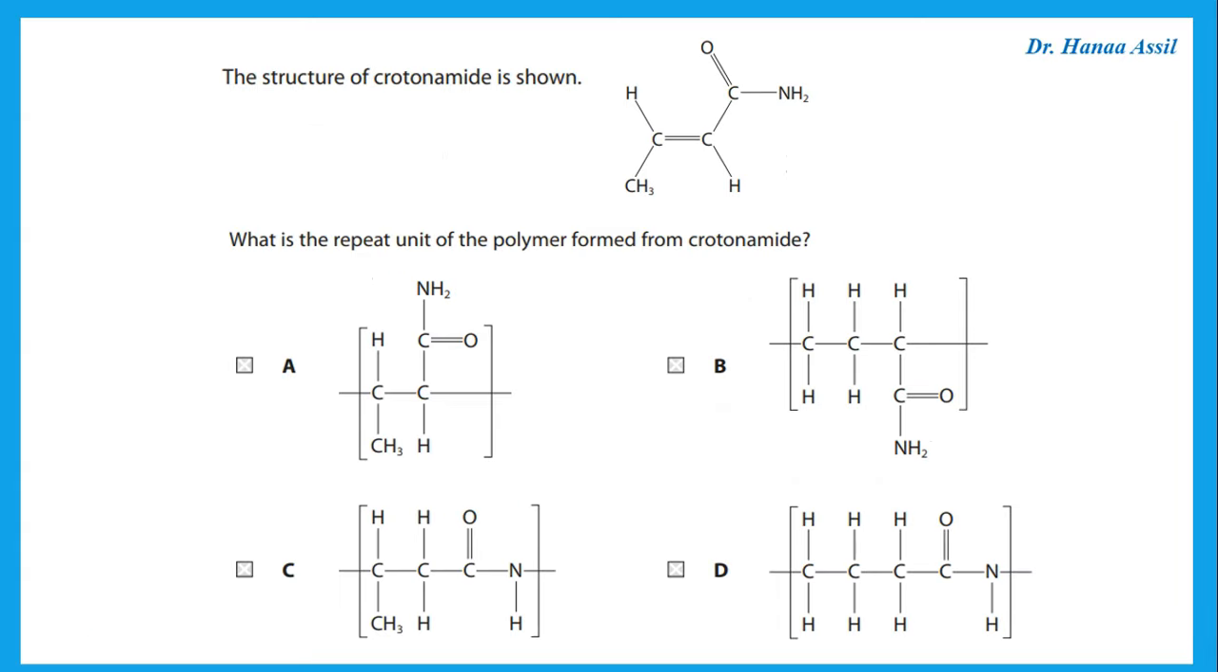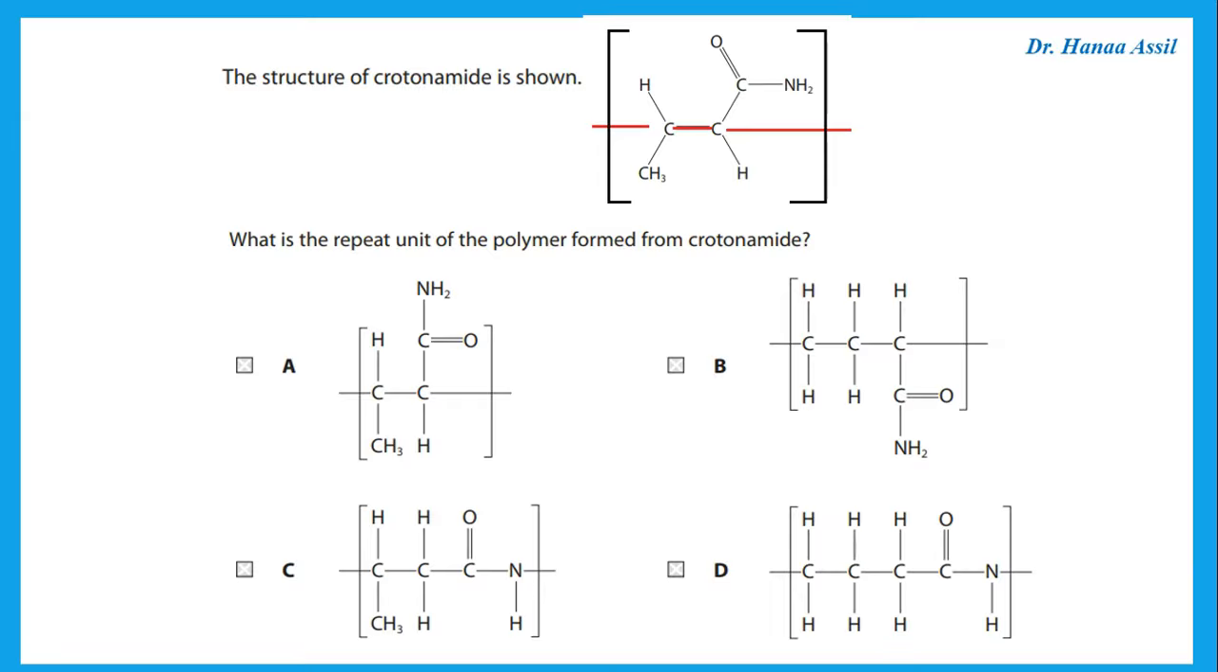So, for example, this structure, what is the repeat unit of the polymer formed from this? Now, we look for the double bond. The polymer will be joined from the double bond, make it into a single, bond on the right and bond on the left. So, which one is the polymer? You will find that this is the same as what is up there.